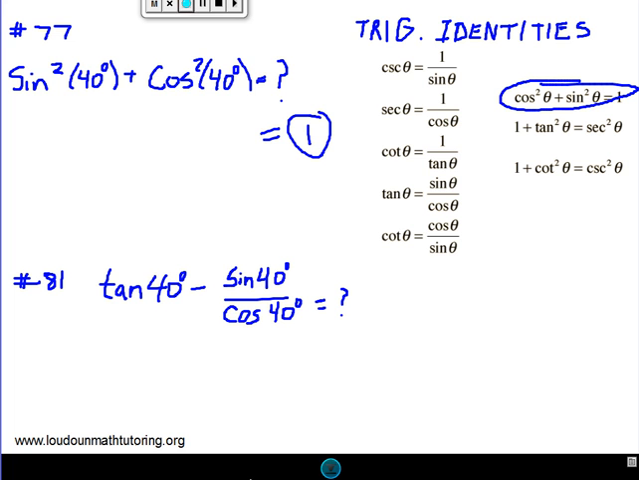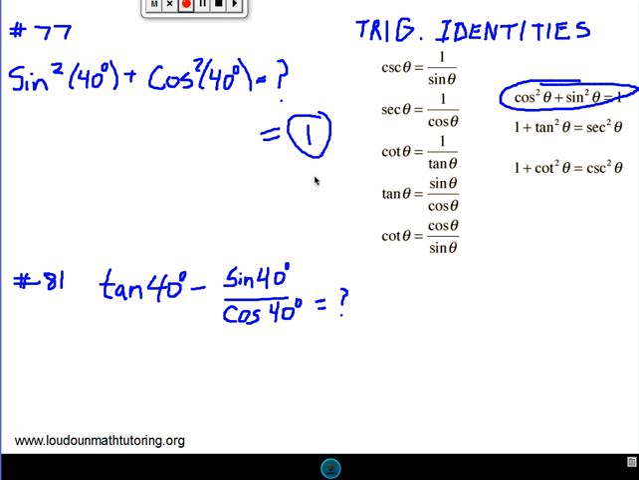Next, problem number 81, we've got the tangent of 40 degrees minus the sine of 40 degrees divided by cosine of 40 degrees. And it's asking you what that equals. Well, this is like everything else in math. We're always trying to simplify things, make things easier for the person working the problem. Again, most math these days is turned into a computer program, so you're trying to make that equation or algorithm as simple as possible for the programmer.